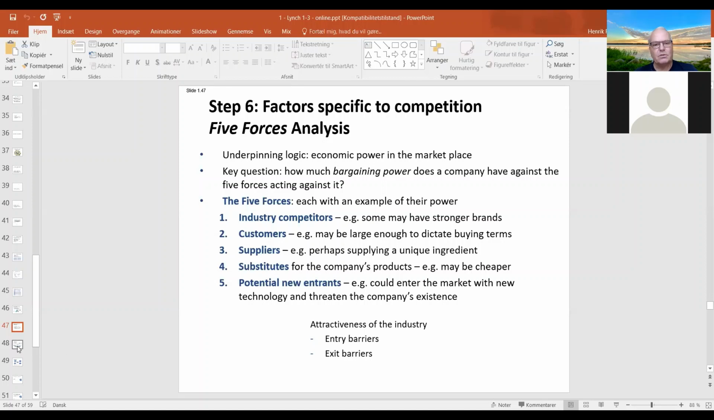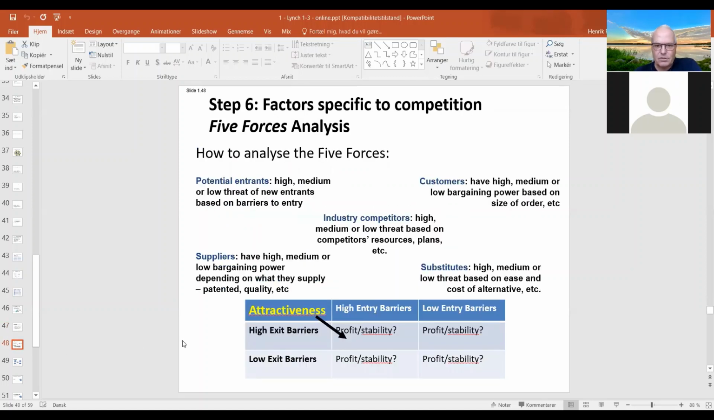And therefore we have exit barriers that might be high or low. And if we take a closer look at some of these issues, if we look down here and talk about attractiveness, what we can see here with the yellow color, if we have high exit barriers and at the same time high entry barriers, what does that tell us about that industry? Well, you could turn it around a bit and say, okay, if it is pretty difficult to get in, which is basically what it means that we have high entry barriers, and at the same time we have quite high exit barriers, what does that tell us about the profit?